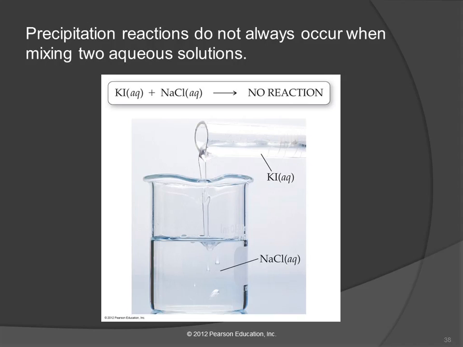Precipitation reactions do not always occur if you mix two aqueous solutions. Here we've got potassium iodide and sodium chloride. These are two ionic solutions, aqueous. We pour them together, nothing happens. There is no reaction. There's no precipitate that forms.